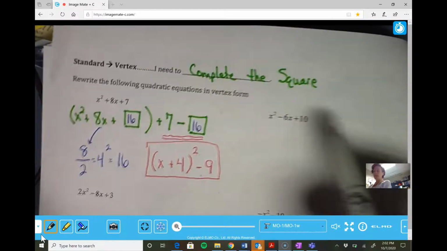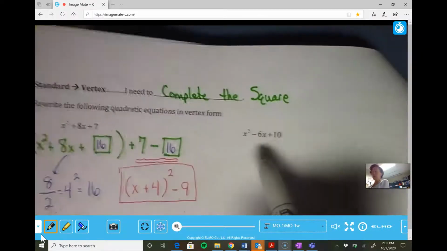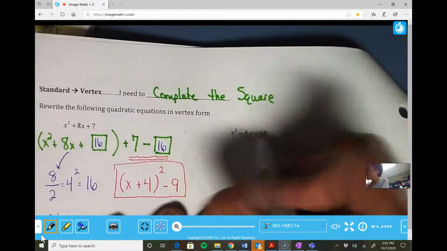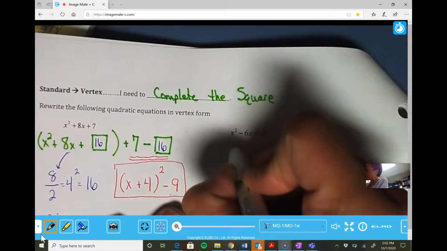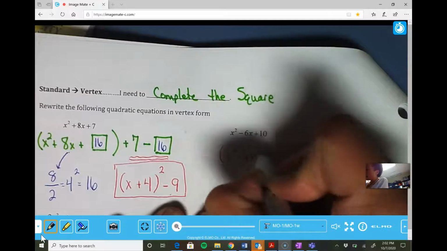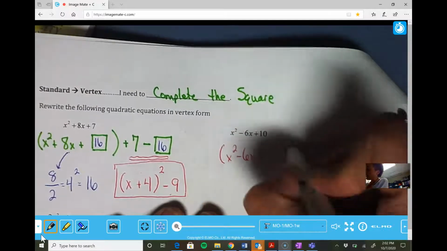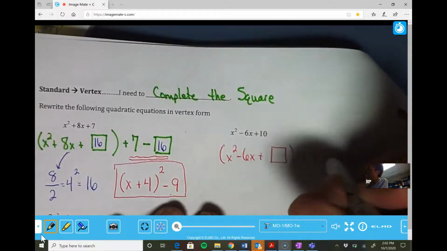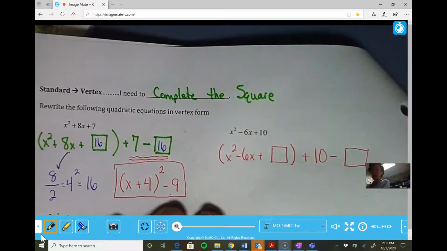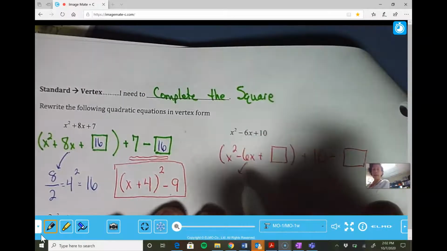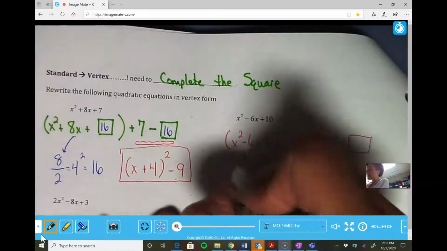So let's try this one. So x squared minus 6x plus 10. So again, I'm just going to group these x's together in parentheses. And I will be completing the square, so I'm going to put a square here, and that 10 will fall outside of it, and I'll put a square here. And again, this number does all the work, and I have to see this minus 6x as a -6.